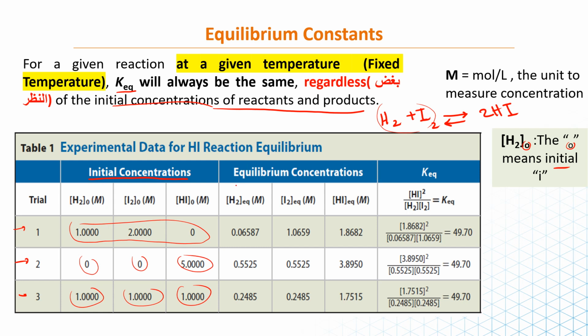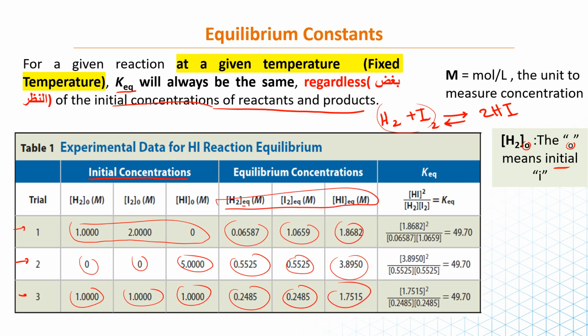Now, when the reaction reaches equilibrium, I calculate how much I have, and this is what I have for trial 1, this is what I have for trial 2, this is what I have for trial 3. Now the ones marked EQ below are the ones I use in the K equilibrium equation, because these are the concentrations at equilibrium. If you notice, if I use these values here, the K equilibrium is 49.7. If I use these values here, K equilibrium is 49.7. If I use these values here, K equilibrium is 49.7. And this is what we talked about.